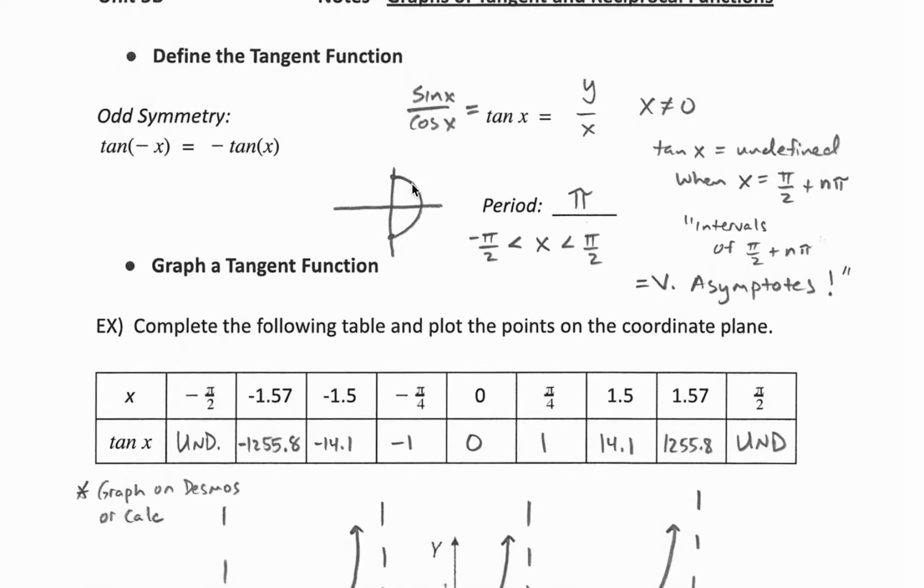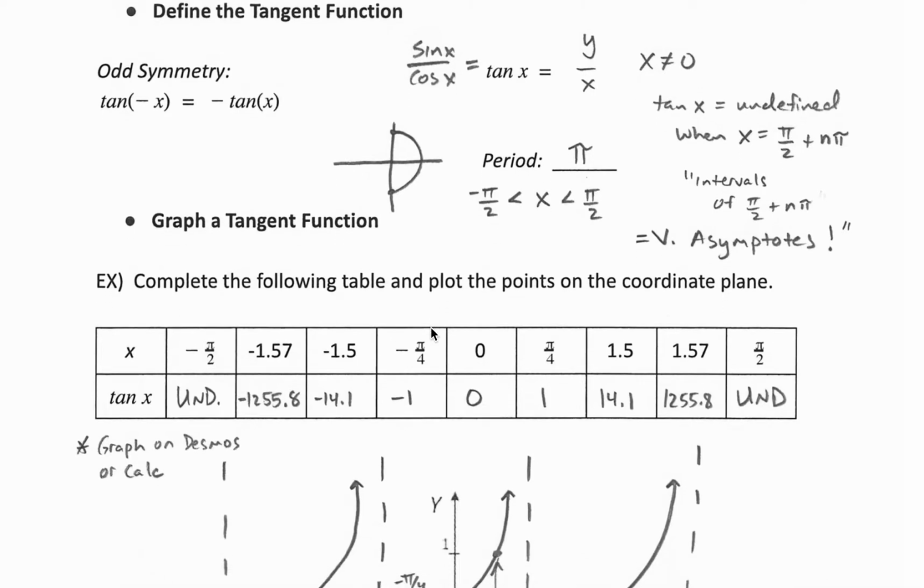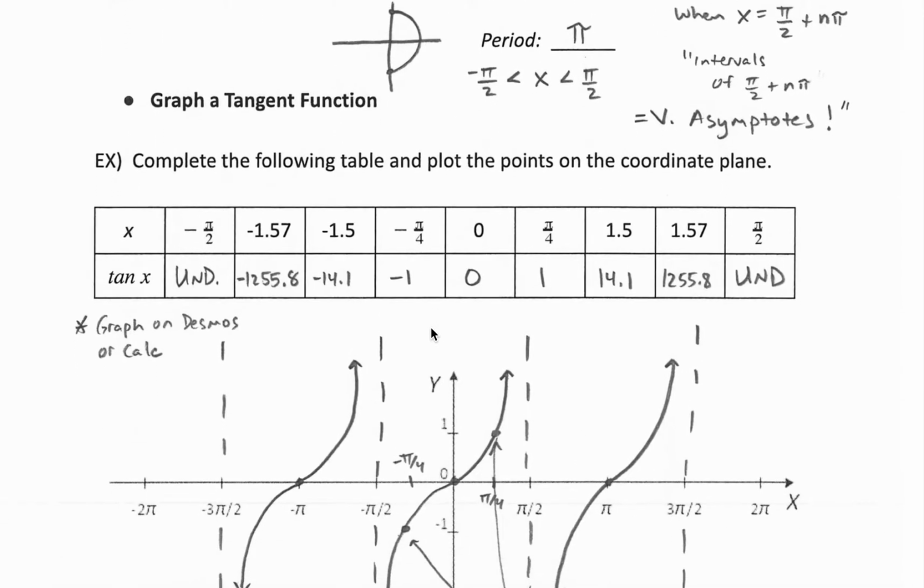Also, when we look at this, we can see that we can only go a pi rotation here. So the period length of our graph is just going to be pi, different from sine and cosine, which was 2 pi. Let's see an example of that when we graph it down here.